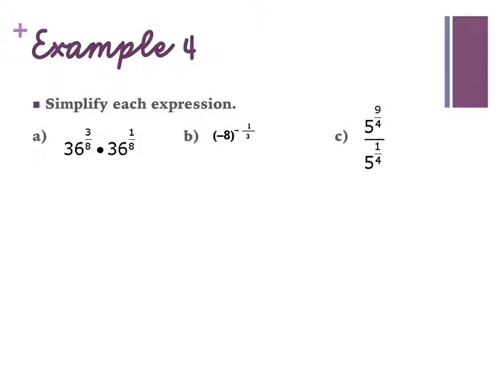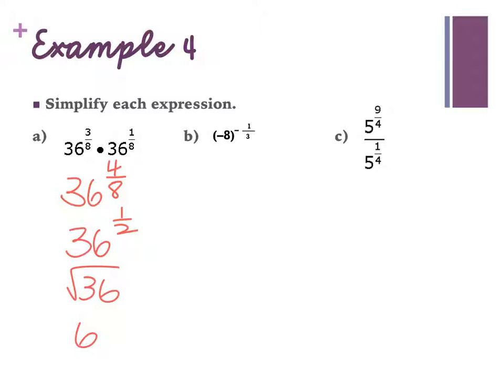All right, so 36 to the 3/8 times 36 to the 1/8 becomes what when you combine it? 36 to the 4/8, which is what? 36 to a half, which is? Square root of 36, or 6. Raise your hand if you got it right. Questions if you didn't? Yep, you want to go until you can't go any further. So the question was, how far do you have to simplify? Until you can't go any further.